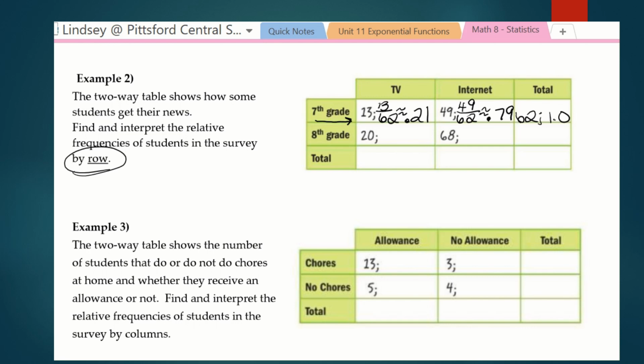Looking at 8th graders, how many 8th graders were surveyed? Well, 20 plus 68 gives us 88 8th graders surveyed. That's going to be my 1.0. That's all of the 8th graders. Out of the 88 8th graders, 20 of them get their news from TV. So to find the relative frequency here, 20 divided by 88 gives me approximately 0.23.